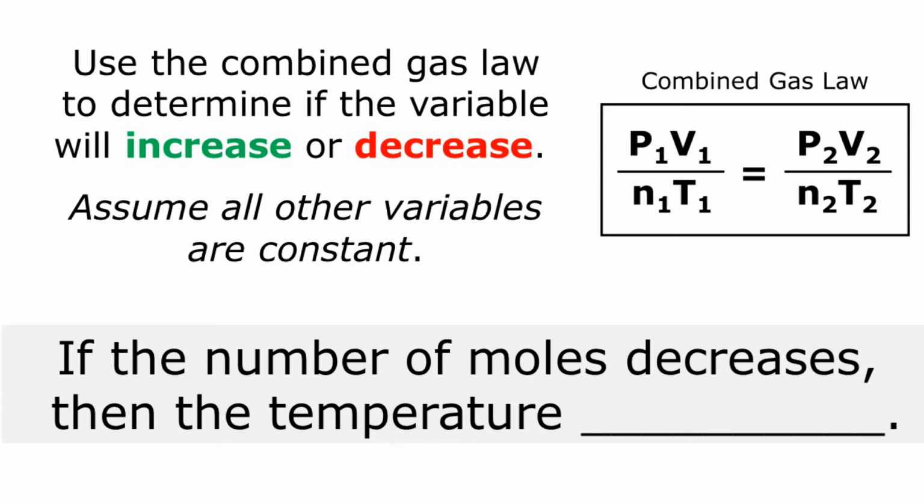And in this final example, it says if the number of moles decreases, then the temperature, and I need to figure out what happens to temperature. So I have number of moles and temperature. They're on the same side of the line, so that means they're inversely related. So if the number of moles decreases, then that means that the temperature will increase. So if I want to keep pressure and volume the same and I reduce the number of moles, then I would have to increase the temperature so that the pressure and volume would stay constant.